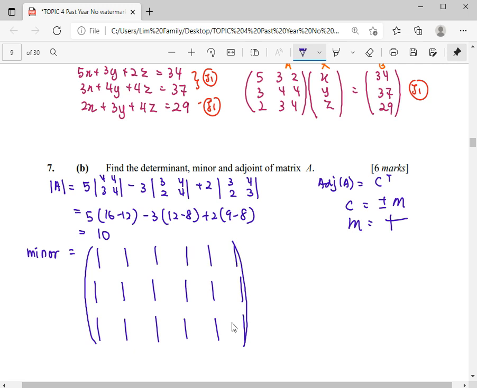So we start again with minor 1 1. Close your row 1, column 1. So 4 4, 3 4. With my method I can do the entire row faster. So 3 2. Okay, now I'm going for 2 1. When I close 2 1, I will get 3 2, 3 4. So copy and paste. What are the vertical numbers? When you close it, you can see the vertical numbers are 5 2.